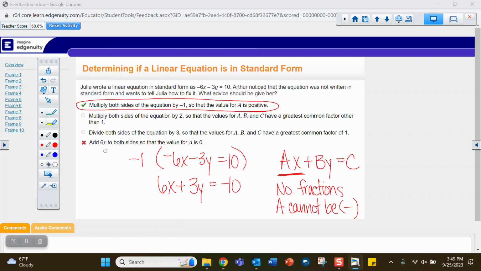Adding 6 to both sides would give you a positive value for A, but standard form has to have x and y on the same side. So that negative 6x term has to stay over here, and then we have to make it positive.